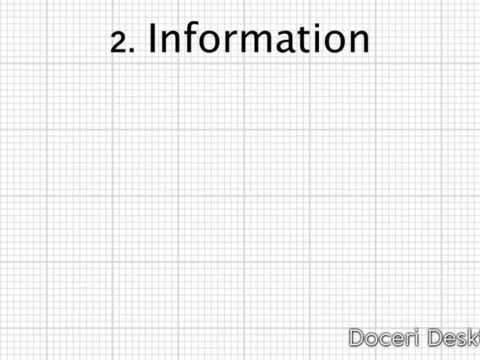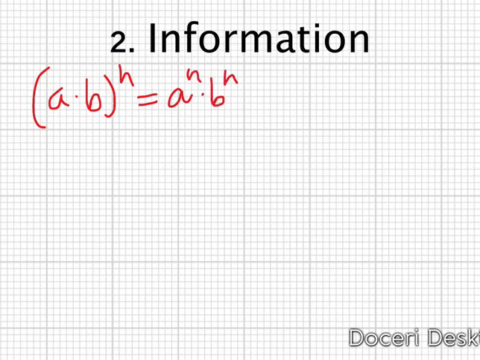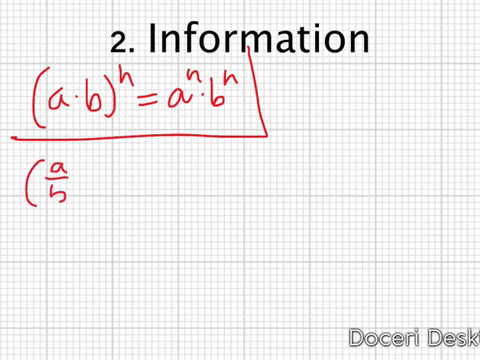Then the next property is, before we did a times b to the n, which we said was a to the n times b to the n. So that's multiplication. And so what if I did division? If I have a over b raised to the n, what do you think it's going to be? You're right. It's going to be the same as the multiplication. I'm just doing a to the n power over b to the n power.